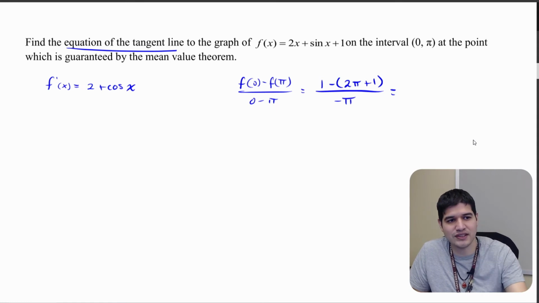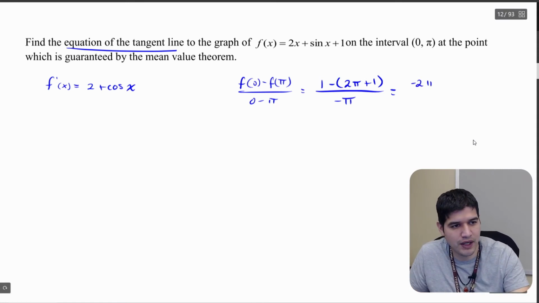Those ones are going to cancel out. So I'm going to get negative 2 pi over negative pi. And then the negatives and the pi's are going to divide out. And so I'm just going to be left with 2.